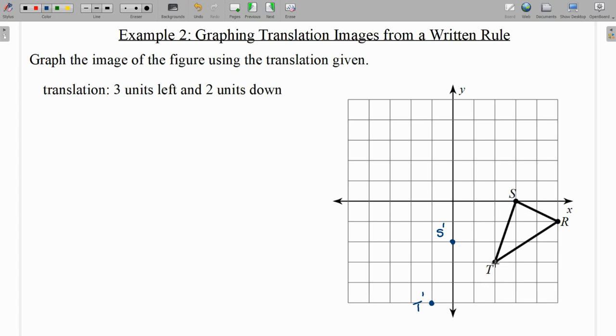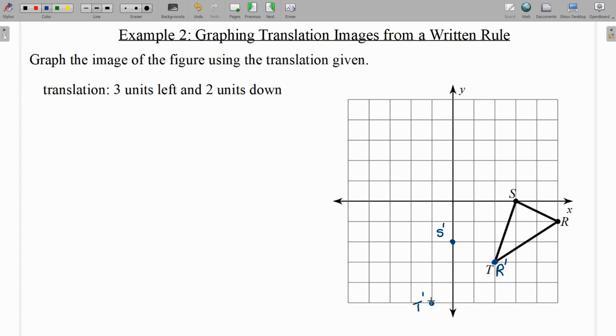Now, from here, I'm going to do the same thing. I can move either from point T to point R, or I can move from point S to point R, and find out how much that movement is. So if you look at it from the original figure here, if I go from point S to point R, I actually go down 1 and 2 to the right. So if I go down 1 and 2 to the right, my new point is going to be right here. It's going to be R prime.